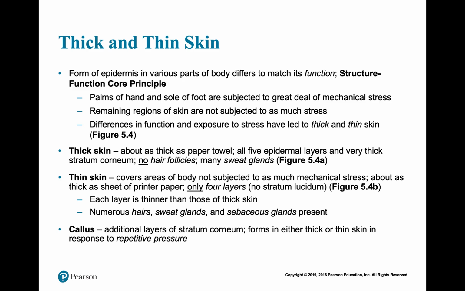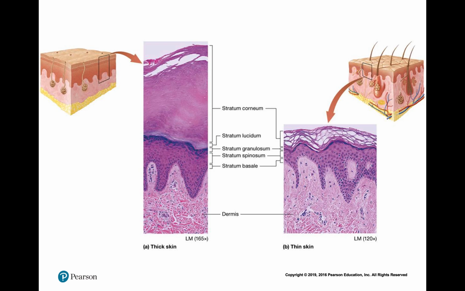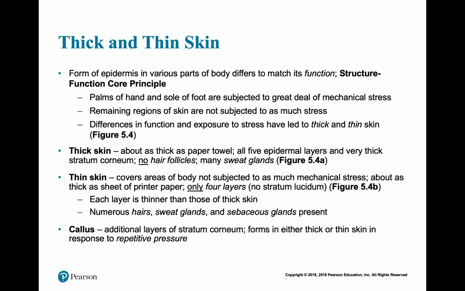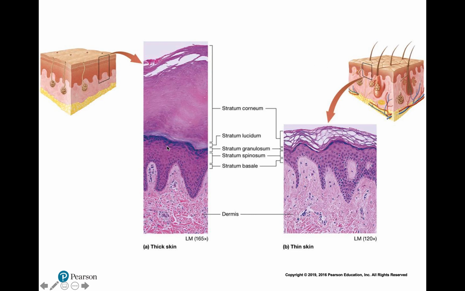So thick skin versus thin skin. Let's look at this cartoon picture here. You can read through this slide on your own. I'm just going to use the pictures to talk about what that slide says. So in thick skin, you would see pretty much all the same layers, and you definitely see a prominent stratum lucidum. And then look how thick the stratum corneum is. It's really, really thick. This would be the stratum basale, stratum spinosum, stratum granulosum, that darker staining, then stratum lucidum, stratum corneum.